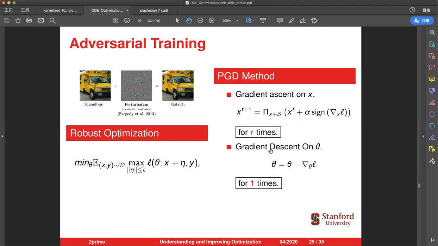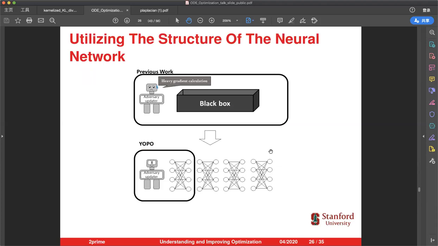So can we balance the computations here? First, let me just introduce the algorithm. Then let's go to some theory part to see why the algorithm is inspired by the optimal control, because the algorithm here looks very simple. The idea here is like the previous algorithms, the adversary updater just considered the function as a black box function. But our method is called YOPO, you only propagate once, because I have said the problem here is that you are doing backward and forward propagation many times. So it's very hard. So we call it you only propagate once and you can get that adversary.